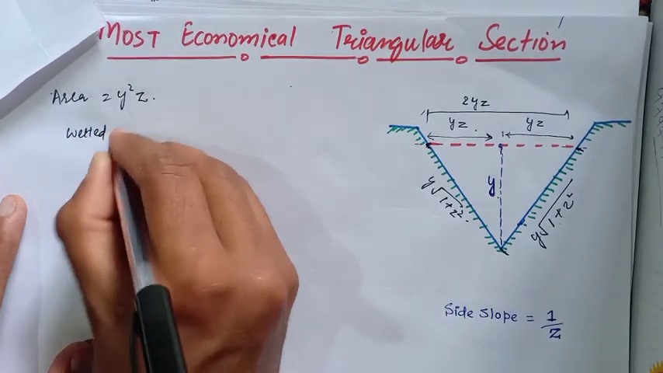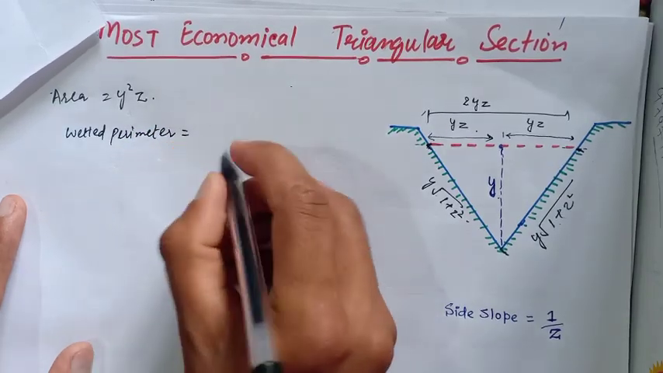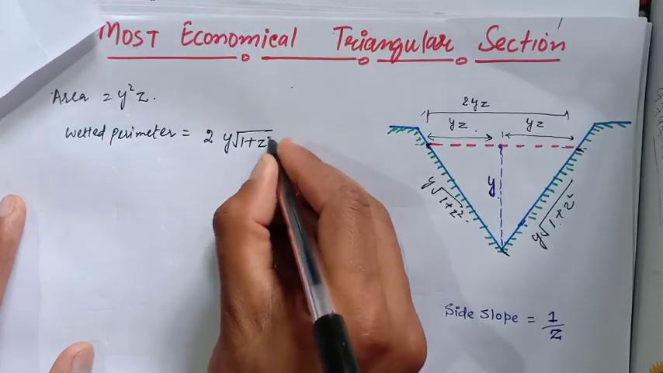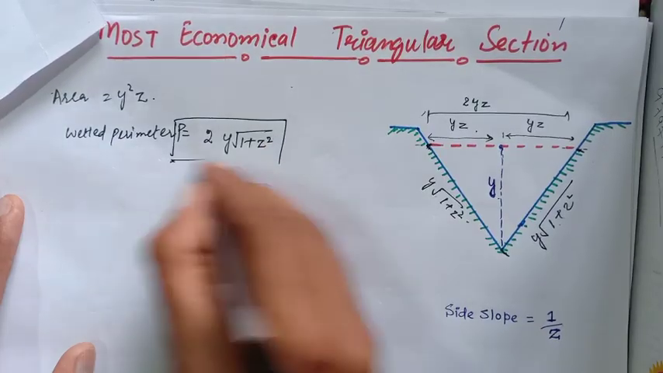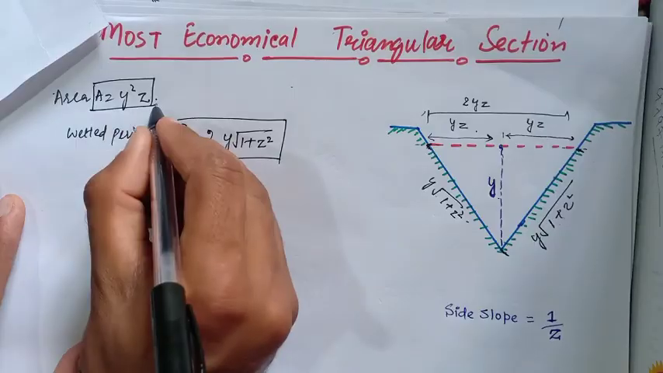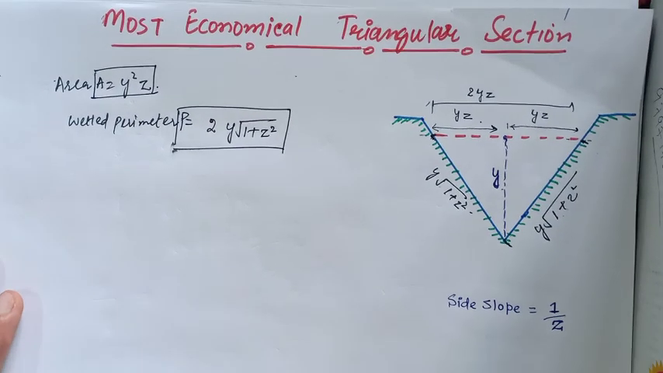Wetted perimeter will be 2y under root of 1 plus z square. So wetted perimeter P will be equal to this, and area A will be equal to y square z. So we have found the area and the wetted perimeter.